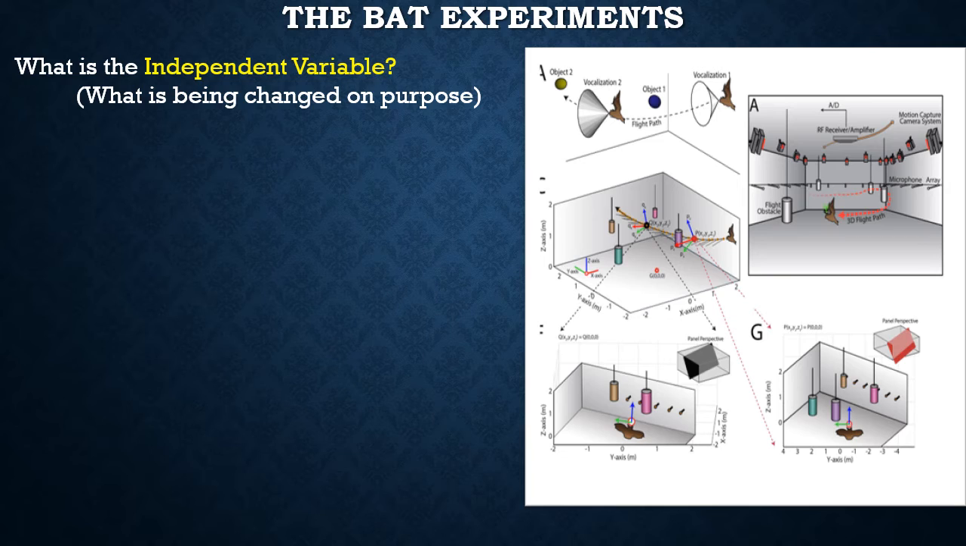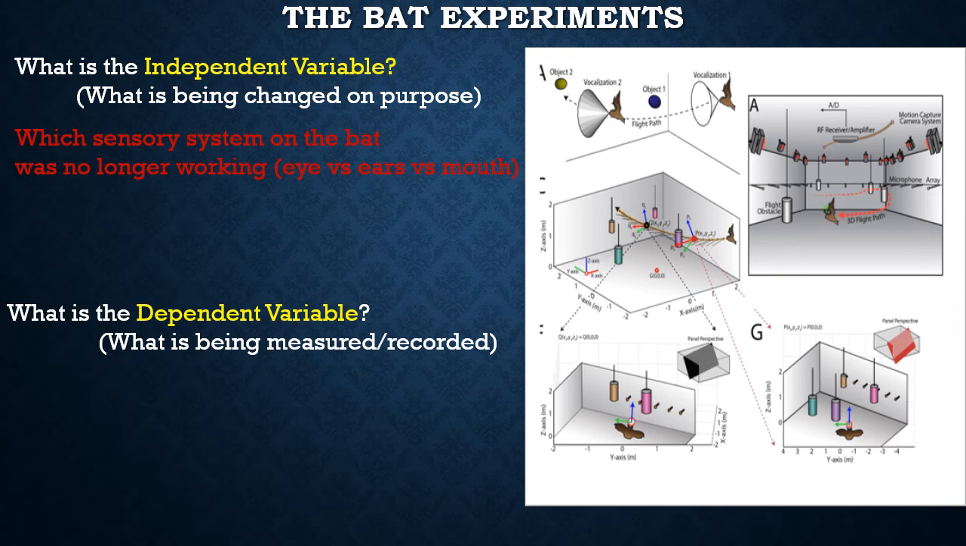Again, we're going to first look at what's called the independent variable. What is being changed on purpose? Well, in this case, the experimenters, the two gentlemen, were changing which sensory organs on the bats were being disabled. So, were their eyes no longer working? Were their ears no longer working? Was their mouth no longer able to be used? Which sensory organ had they temporarily disabled?